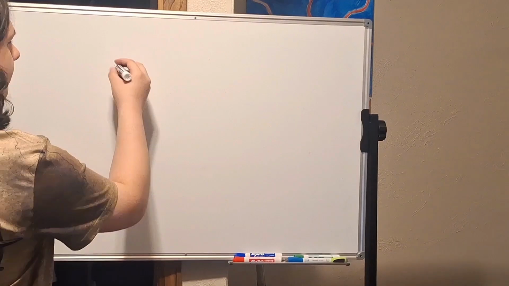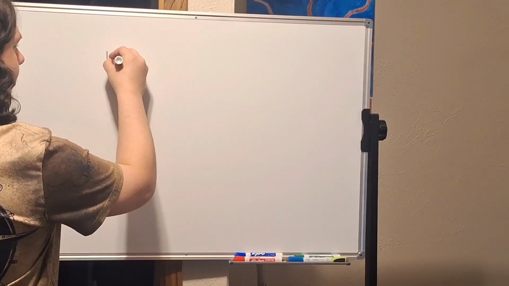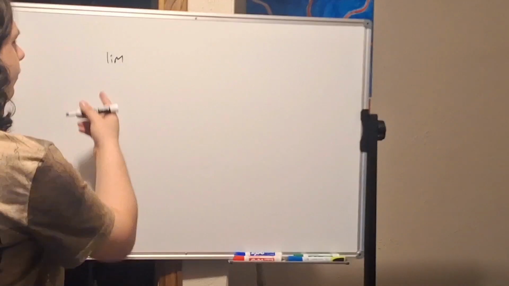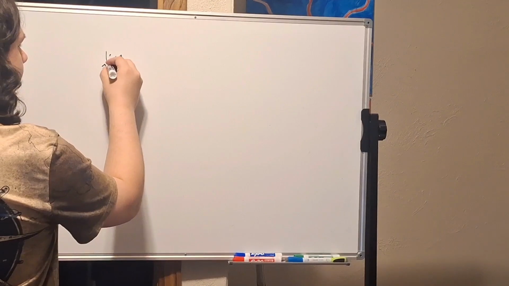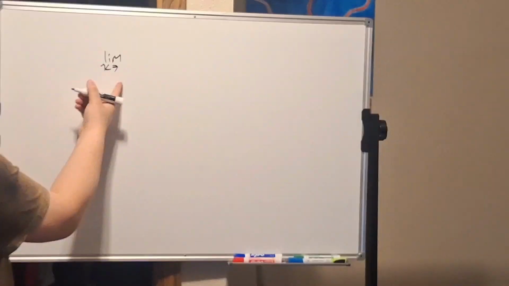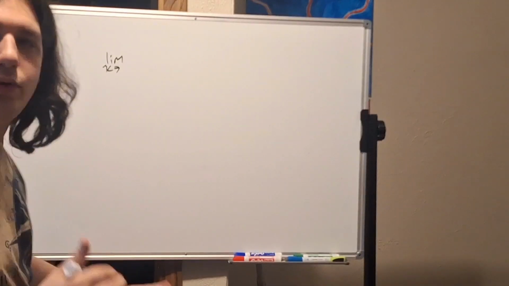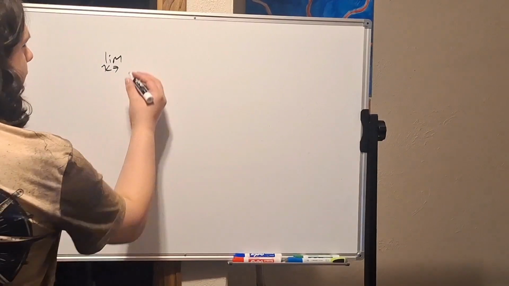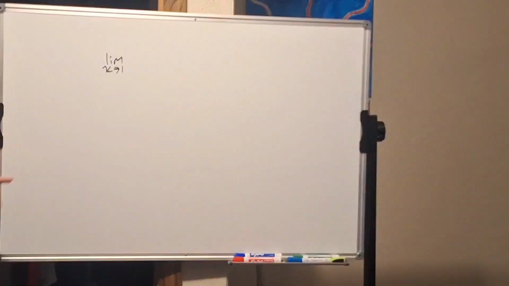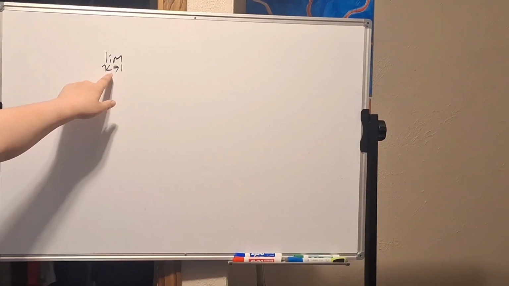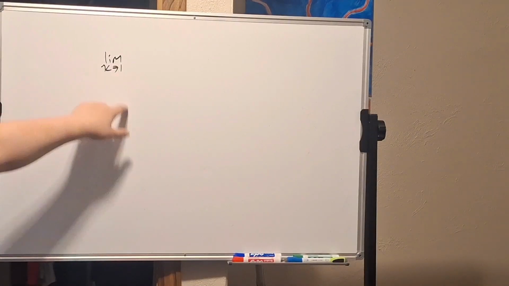So the way we write a limit is we write lim, and we use some variable. In this case, we're going to use x. So x, and then we put this arrow which says approaches. Now we're going to write some number. So we're going to write 1. So what this says is it's the limit as x approaches 1. In this case, from both sides. Now what does that mean?